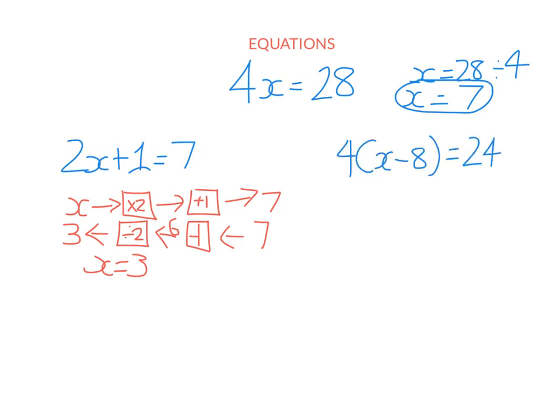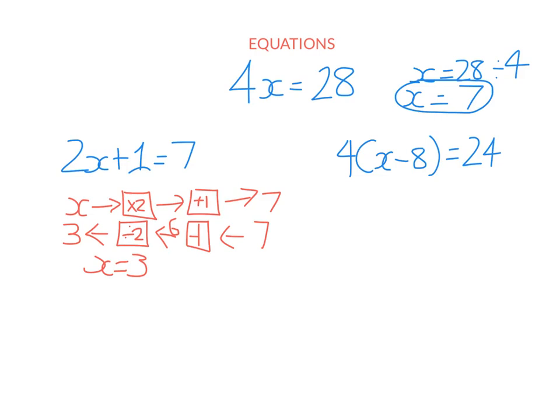So 4 outside of x minus 8 equals 24. Remember, the brackets change the order of operation. So what I've done to x is I've subtracted 8 first, then times by 4 to get my answer 24. I'm going to solve this one using the other one, the balance method.